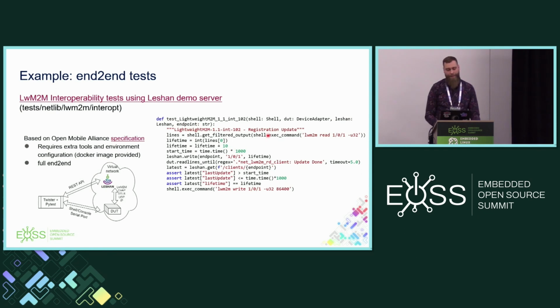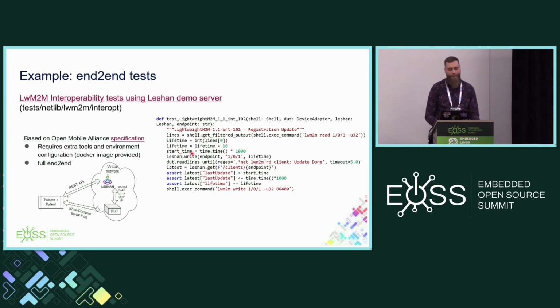And this is an example of the registration update test. In it, we will use a shell. We're going to push a command lwm2m read 1/0/1 to our client. So basically, we are asking about this address. In this address, the lifetime is supposed to sit according to the documentation. So we're going to read it as our output. The first line in the output should be this lifetime. Then we're going to modify the lifetime, just adding some value to it.